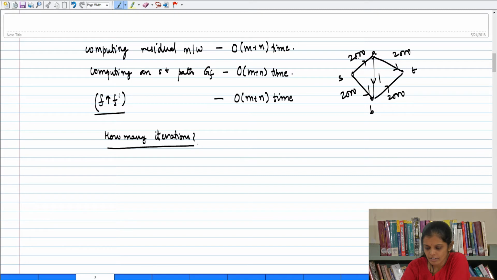And this 4000 is just one number, right? I could have made this something very large, like 2 to the power 2000. I could have made all these capacities 2 to the power 2000, and this bad execution sequence will require 2 to the power 2000 iterations on a constant size graph, right? So it has nothing to do with your graph size, but it has to do with your capacities, right? So this Ford-Fulkerson template is a good template. It gives you a correct algorithm, but it need not always lead to an efficient algorithm, right?